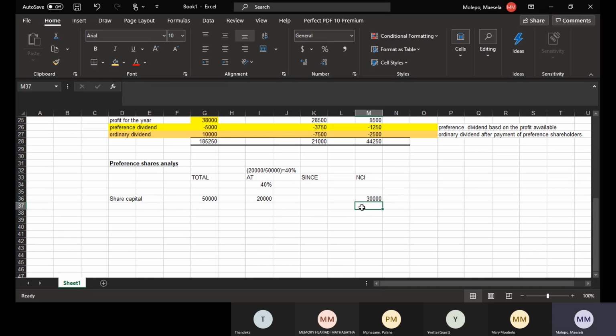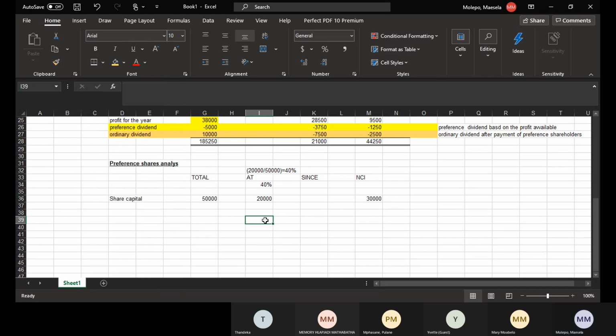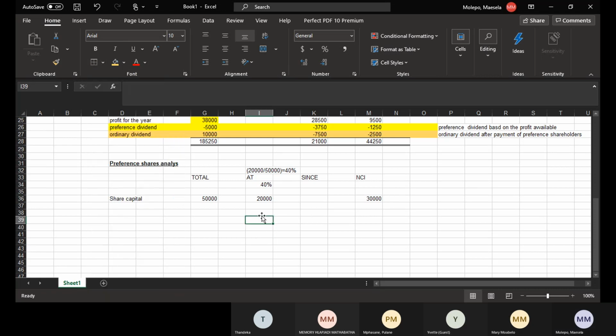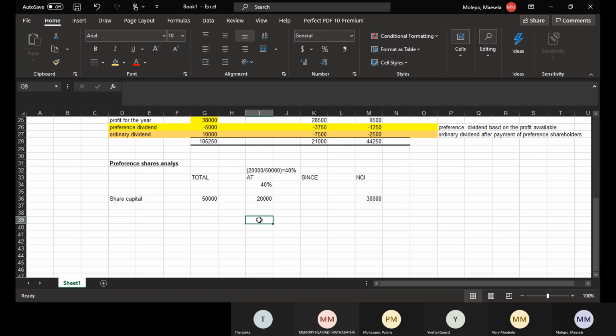So on our side, there is nothing that needs to be taken into account, so we can have our totals. Our total will be the 20,000 here, and then here will be 30.